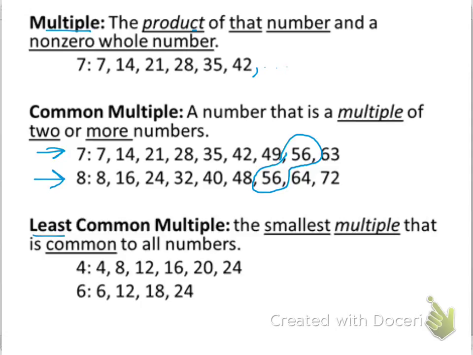Now, we're going to add the word least in front of it. The least common multiple is the smallest multiple that is common to all the numbers. So let's look at the multiples that are common between 4 and 6. They have 12 and they have 24. So in this situation, the least common multiple between 4 and 6 will be 12 because it's the smallest of the multiples that they share.